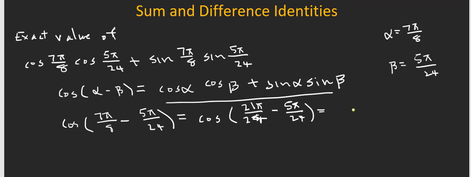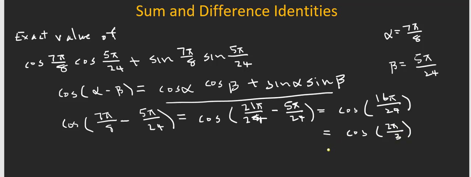So you get cosine of 16 pi over 24. Of course, you could reduce this. You get cosine of 2 pi over 3. Okay, what is 2 pi over 3 in degrees? I like to work with degrees. So that's going to be 120. So cosine of 120. Okay, so how are we going to find cosine of 120 degrees?